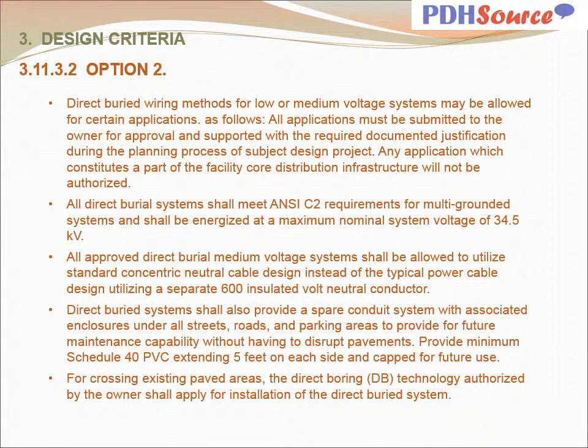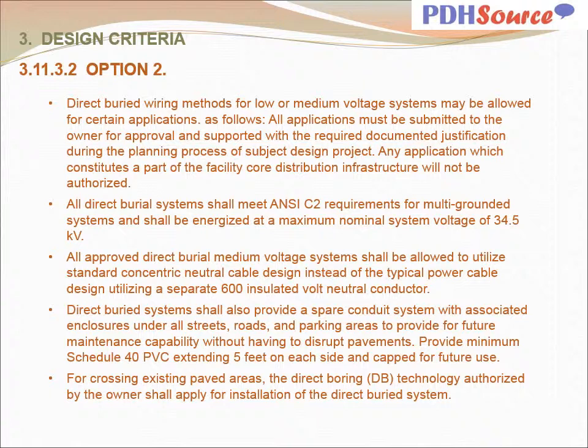Option 2. Direct buried wiring methods for low or medium voltage systems may be allowed for certain applications as follows. All applications must be submitted to the owner for approval and supported with the required documented justification during the planning process of the subject design project. Any application which constitutes part of the facility core distribution infrastructure will not be authorized. All direct burial systems shall meet ANSI C2 requirements for multi-grounded systems and shall be energized at a maximum nominal system voltage of 34.5 kV.